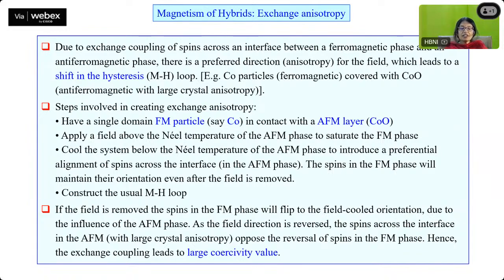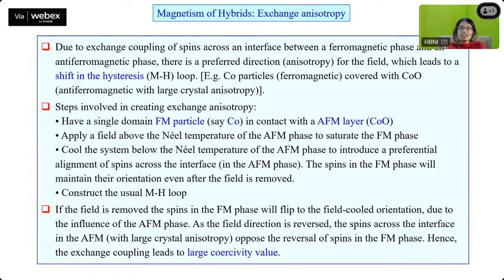The steps involved in creating exchange anisotropy are as follows. You have a single domain ferromagnetic particle in contact with an antiferromagnetic layer. You apply a field above the Néel temperature of the antiferromagnetic phase to saturate the ferromagnetic phase. You cool the system below the Néel temperature of the antiferromagnetic phase to introduce a preferential alignment of spins across the interface in the antiferromagnetic phase. And the spins in the ferromagnetic phase will maintain their orientation even after the field is removed.